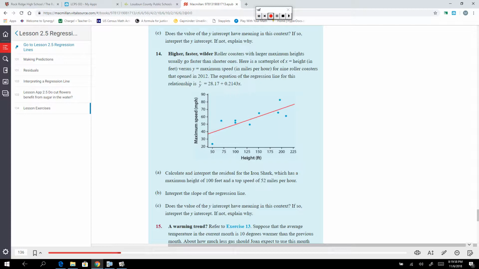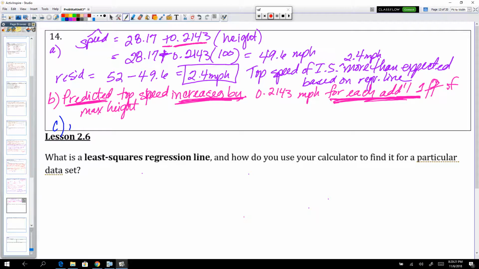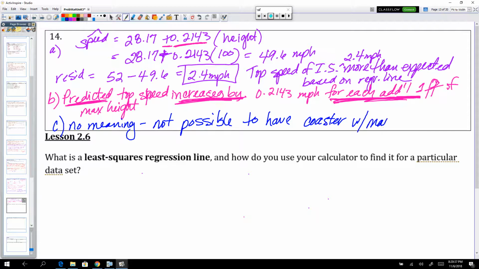Does that have meaning in this context? So the answer to that is no. The value of the y-intercept in this particular case does not have meaning. Having a height of 0 or a 0 height roller coaster doesn't really, it's not possible to have a coaster with max height of 0 feet. And so that question can be answered that way. And we will again address interpretation of y-intercept in a case where it does have meaning. But in this particular case, it has no meaning. The y-intercept has no meaning. And to explain that, we can simply say it's not possible to have a coaster with max height of 0.